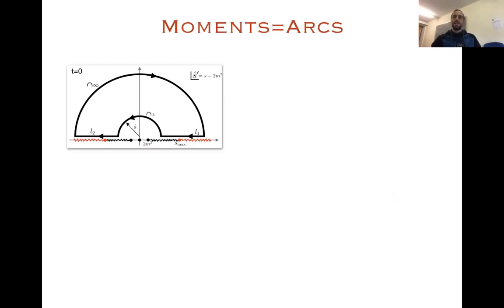Let's make it actually a perfect analogy, an equivalent statement. So let's define what we call arcs. Arcs are basically an integral of the amplitude along a contour here in the S-plane, above threshold. The two-particle threshold is going to be important here. And this is going to be a moment, I'll show you that in a moment.